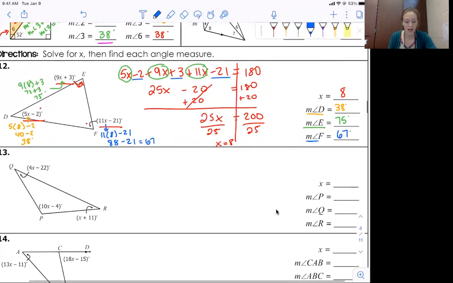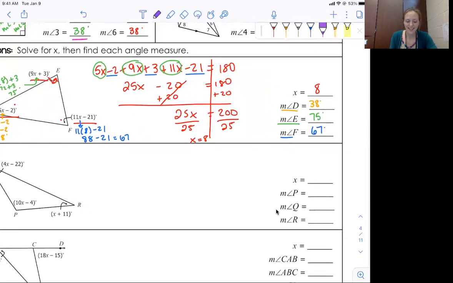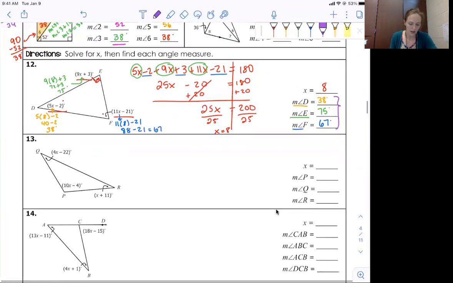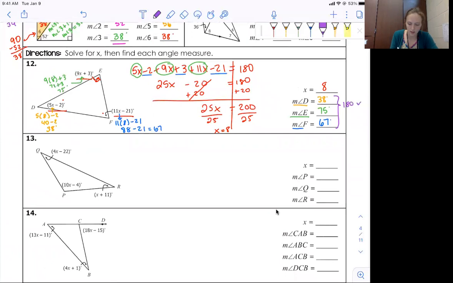Now I just double check. I like to double check to make sure that all of my angles add up to equal 180. So I'm going to take 38 plus 75 plus 67, and I get 180. So that's a good thing. That's just how I check my answer. Let's try the next one here.